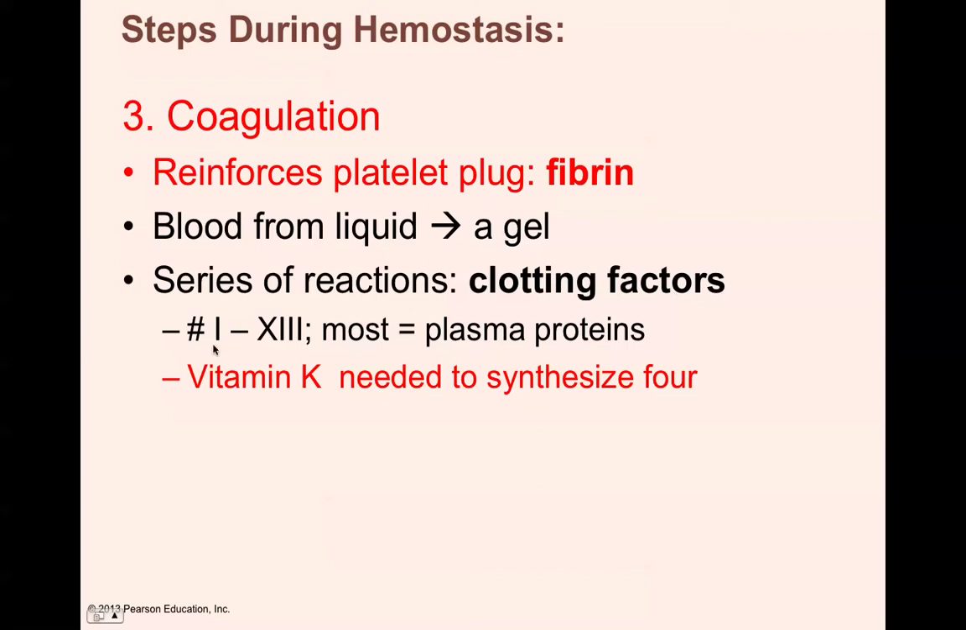You're not going to have to learn every single detail. There's actually clotting factor number 1 all the way up to number 13. Most of these clotting factors are plasma proteins. Vitamin K is a vitamin that we don't normally talk about in nutrition class, although your instructor might talk about it. Vitamin K is necessary for blood clotting because it's needed in order to synthesize 4 of these clotting factors. Vitamin K is very high in green leafy vegetables.